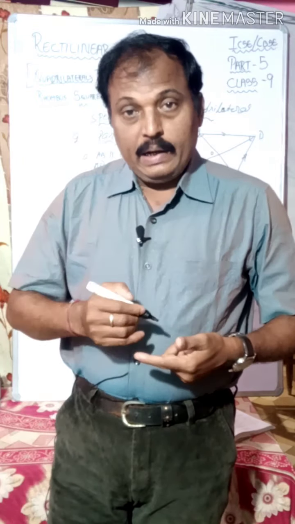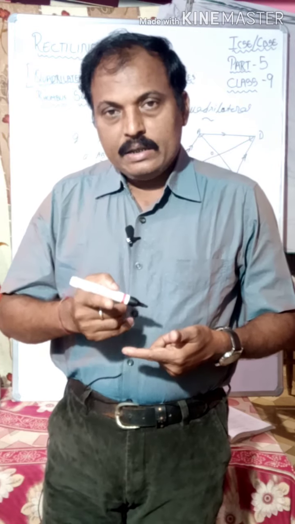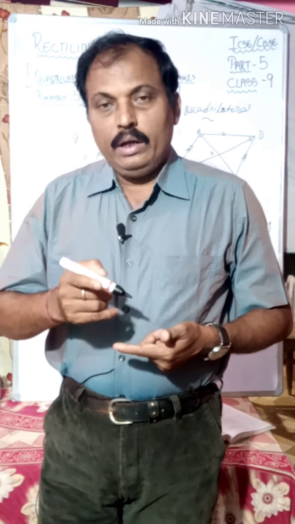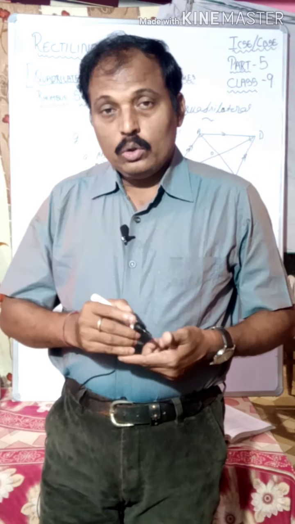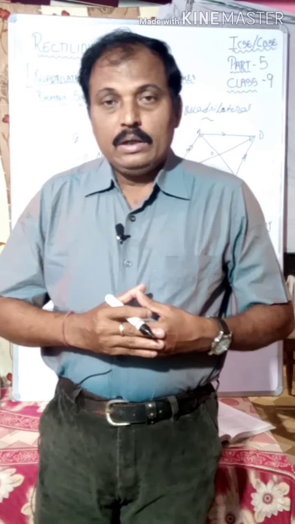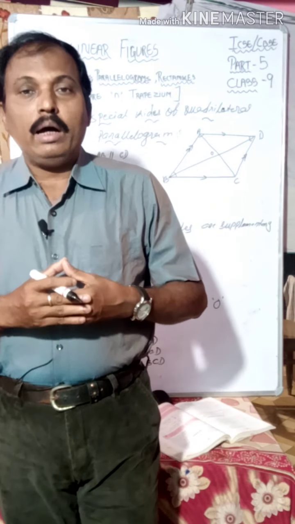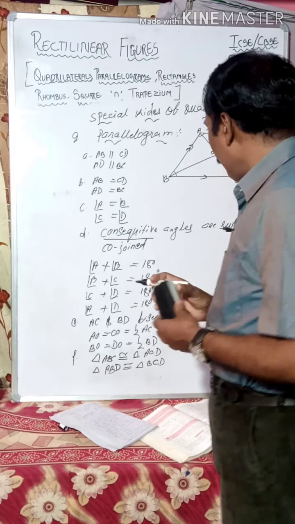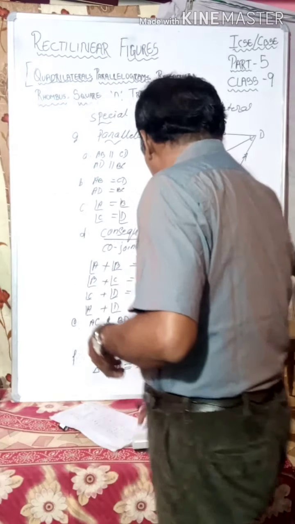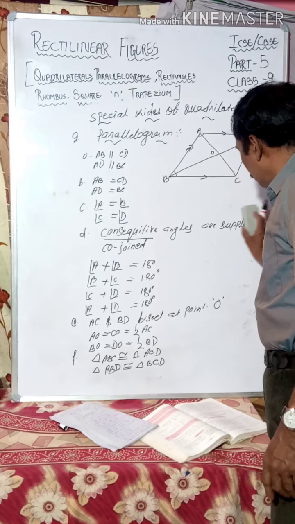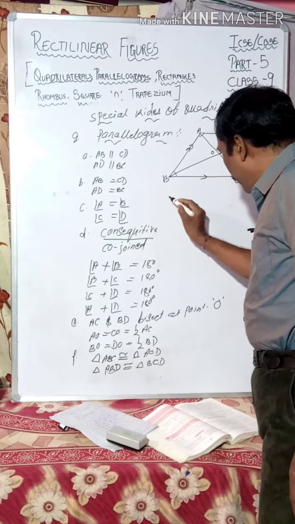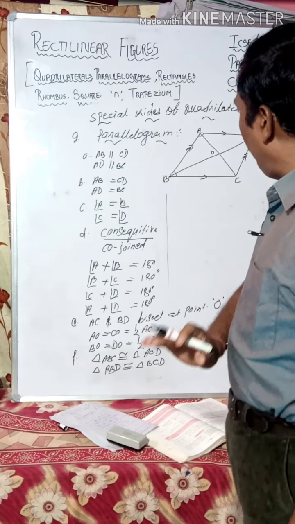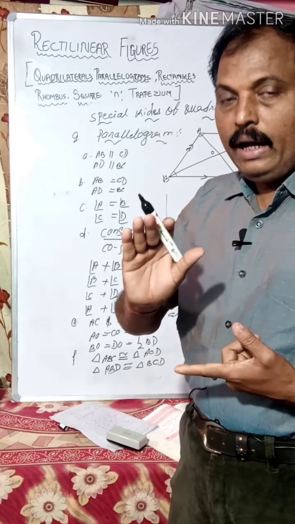We can say each diagonal divides the parallelogram into congruent triangles, otherwise two triangles of equal area. Likewise, two diagonals divide the parallelogram into four equal triangles. We can write here: two diagonals AC and BD divide the parallelogram into four triangles, but their areas are equal.